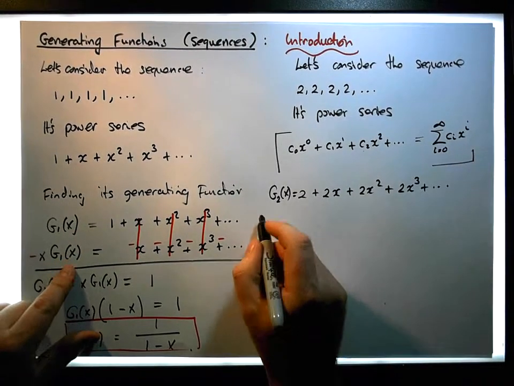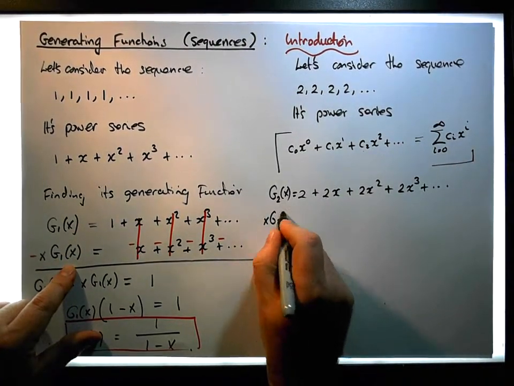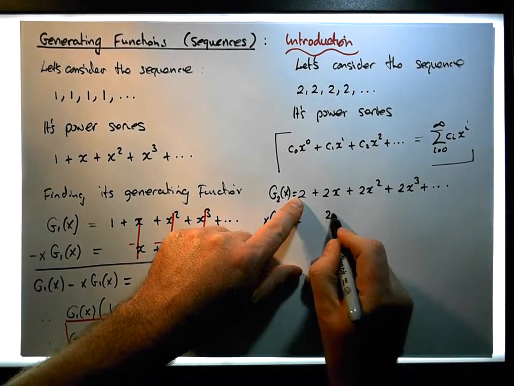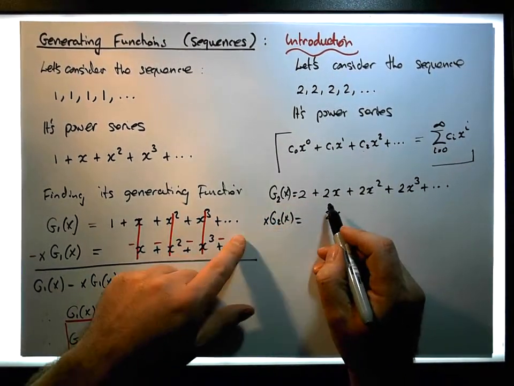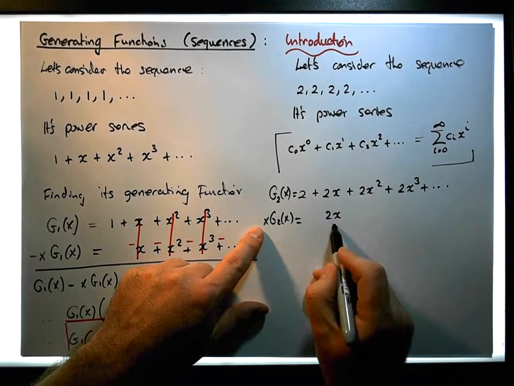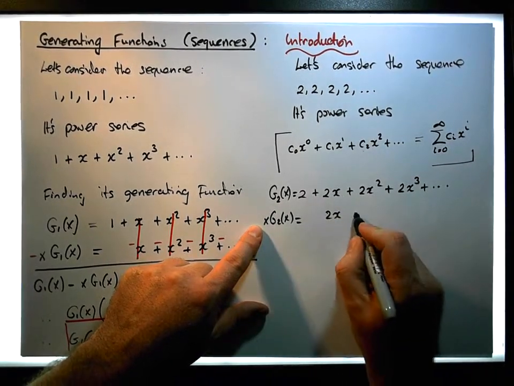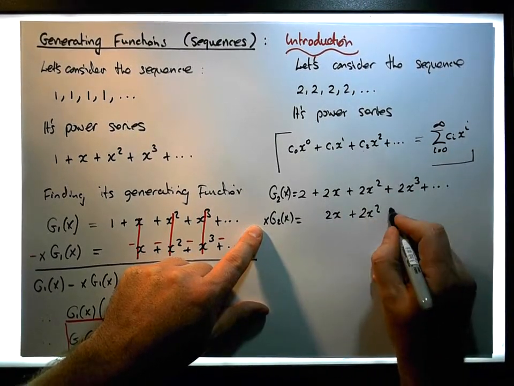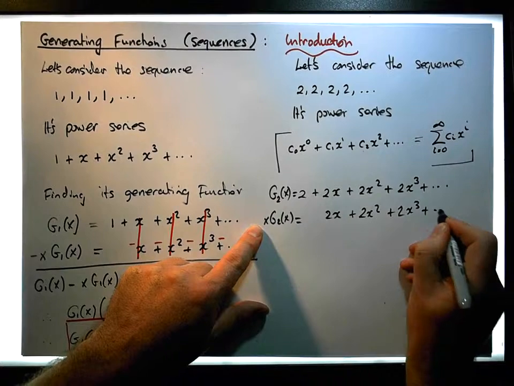Once again, let's multiply it by x. So x times g2 of x has the effect of x times 2 giving us 2x. x times 2x gives us plus 2x squared. x times 2x squared gives us plus 2x cubed, and so on and so forth.